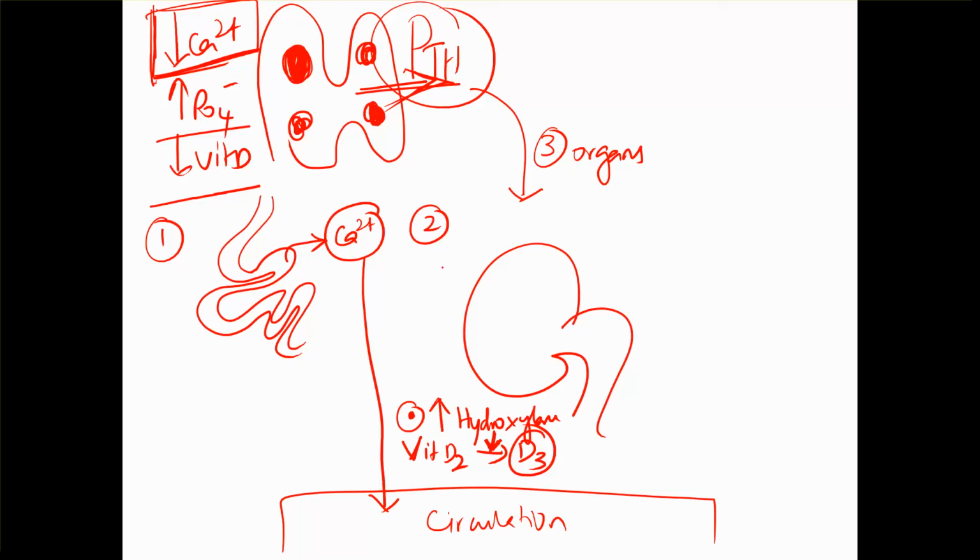So the parathyroid hormone goes to the kidney, and converts the vitamin D2 to vitamin D3 by increasing the synthesis of hydroxylase enzyme, and they also go to the renal tubules and reabsorb calcium into the circulation, and they excrete phosphate. They excrete phosphate in the urine.